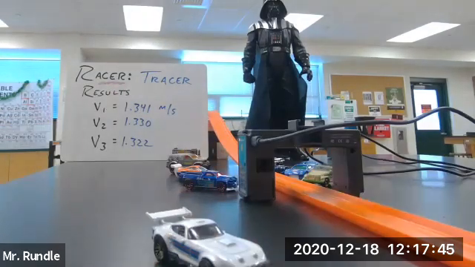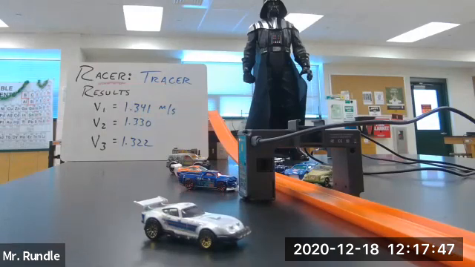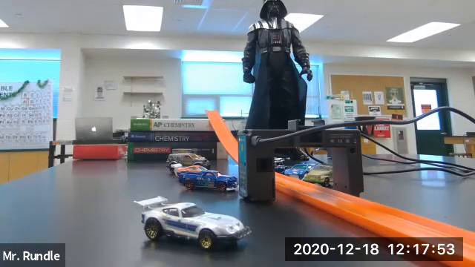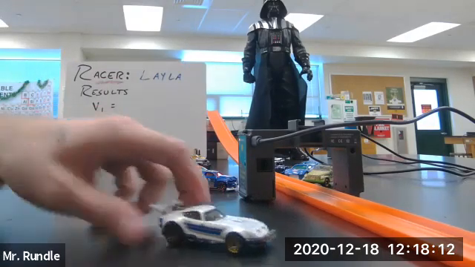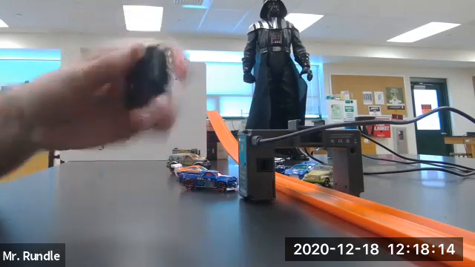So we got our next racer here. Okay, Layla from the Fast and Furious Spy Racers. Kids have watched that show from time to time. Fast and Furious is pretty awesome. Okay, Layla. Okay, we got Layla, little white vehicle here. And we'll run our 3 trials here as well.